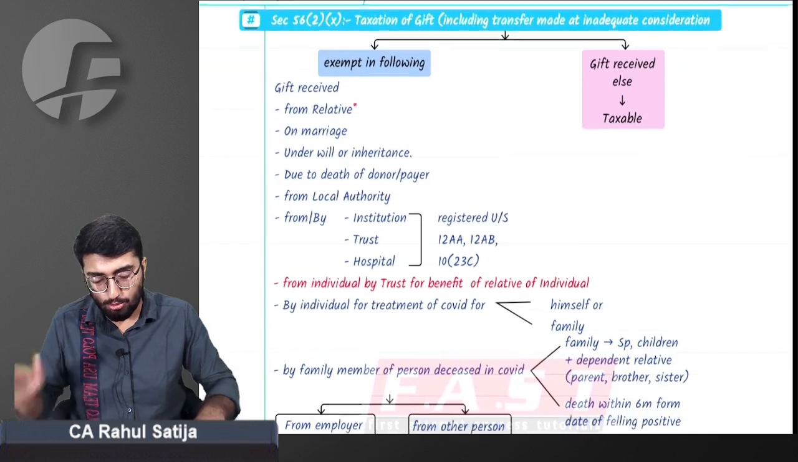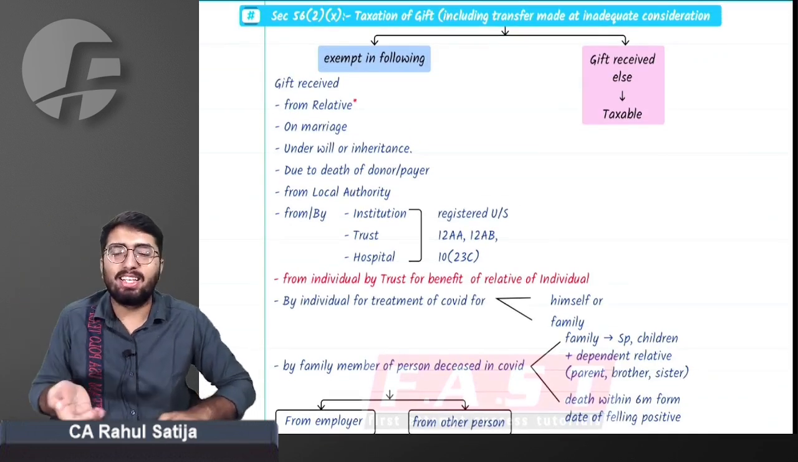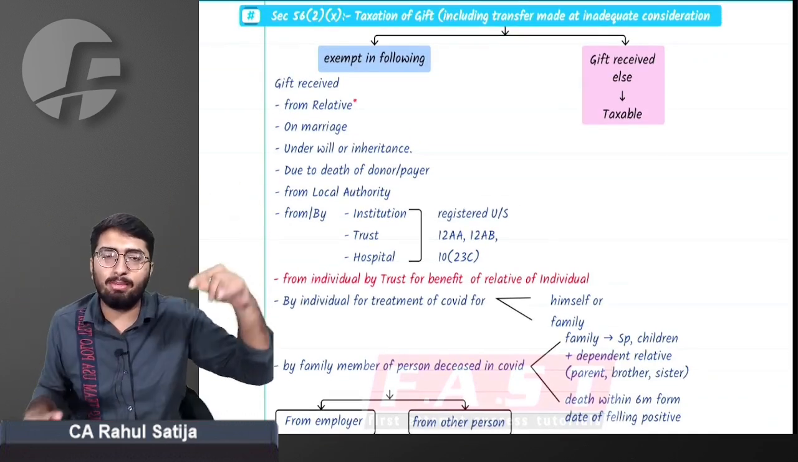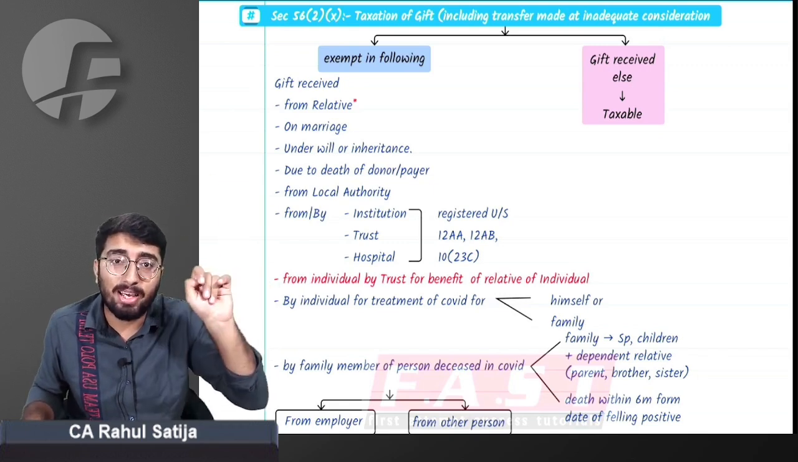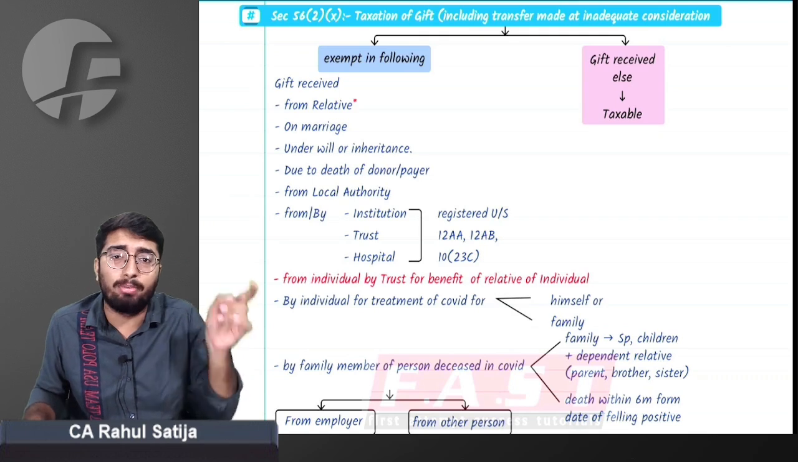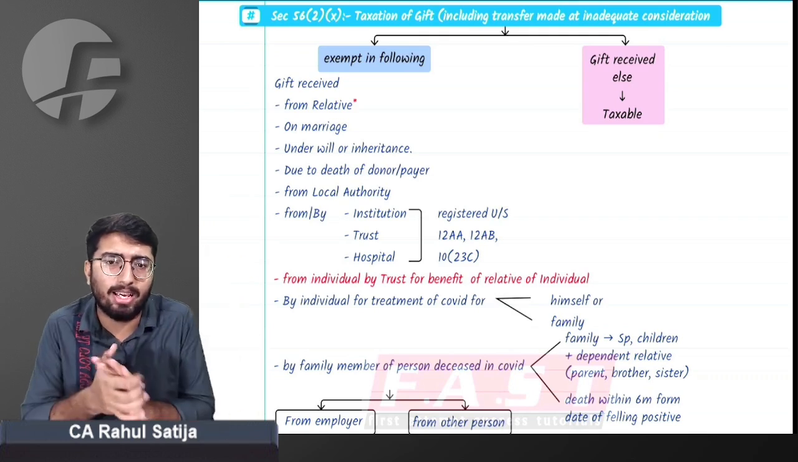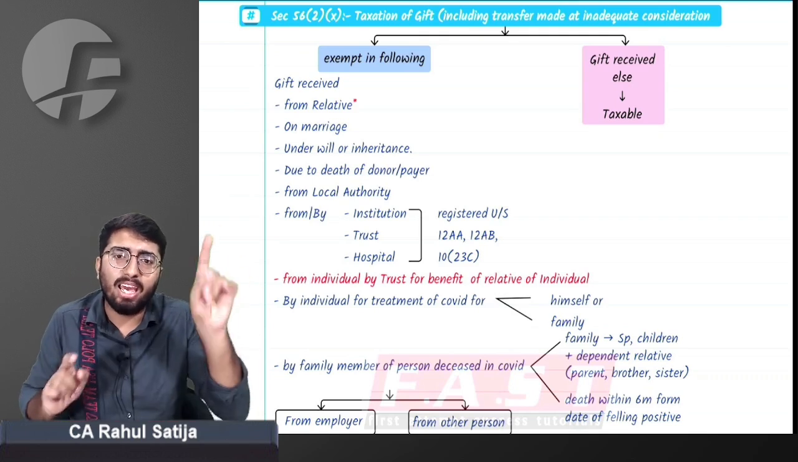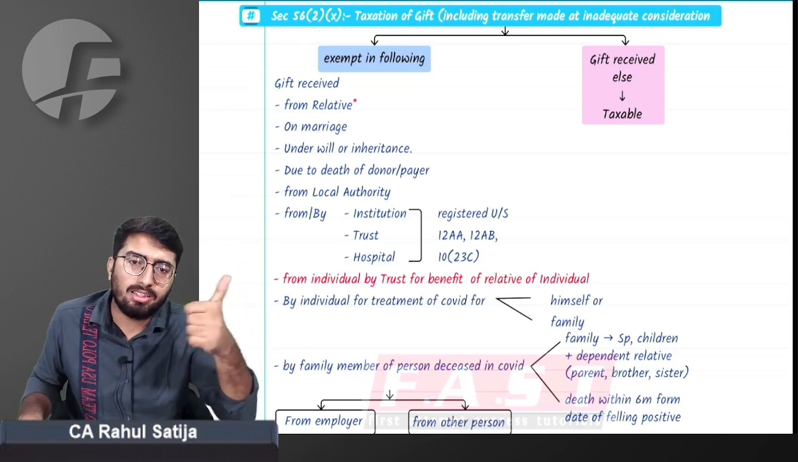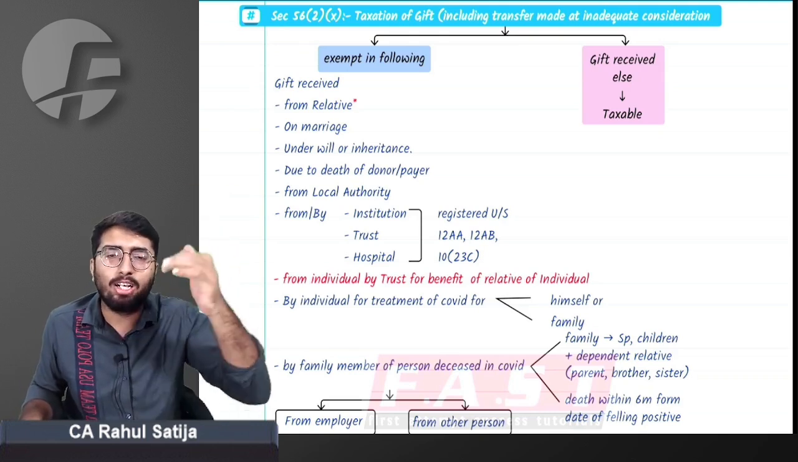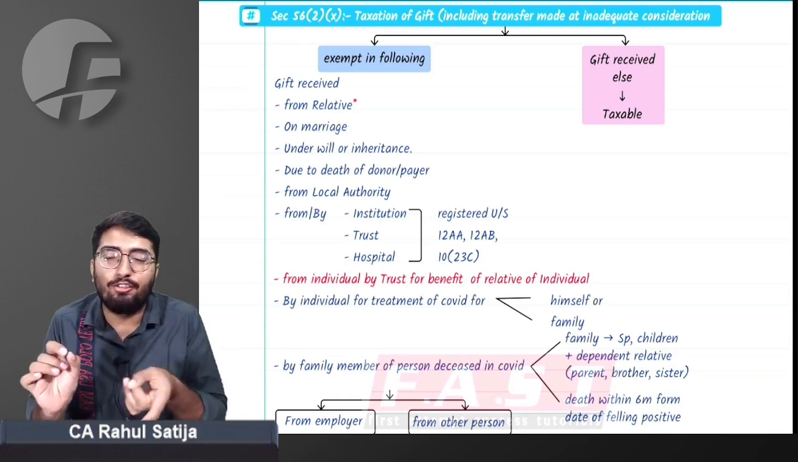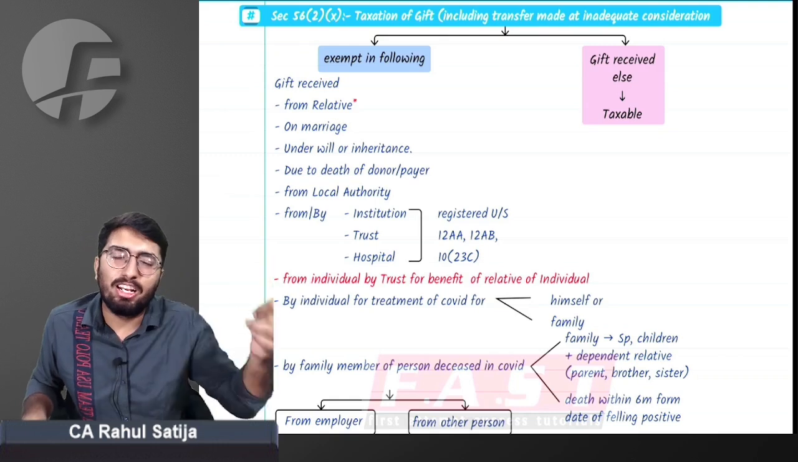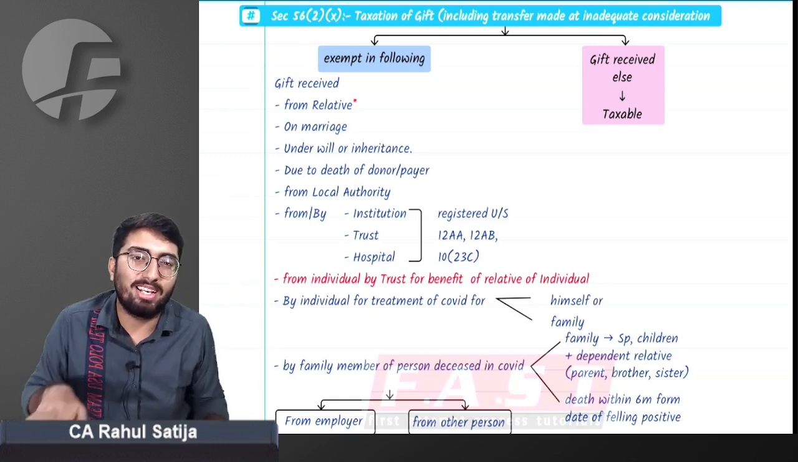Yes, sir, we did get. So just repeat after me. What gifts are exempt? Sir, any gift received from relative, exempt. Any money received on marriage, exempt. Any money received on account of will will be exempt. Any money received on account of death will be exempt. Any money received from local authority will be exempt. Any gift received by or from trust, hospital, institution registered under section 12AB or 10(23C) of Income Tax Act will be exempt. Any money received by the trust from an individual created for the benefit of the relative of such individual will also be exempt.